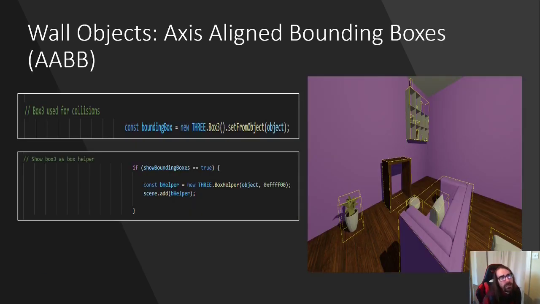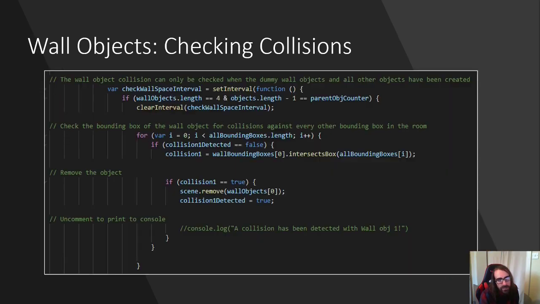So wall objects work a bit differently because there's no set area on the grid for wall objects, obviously, but instead we have to use axis aligned bounding boxes, or AABB. In Three.js that would be a Box3, and it just creates an area around the object for checking collisions, basically. And then this is how the collision is checked. Once all the objects spawn into the room, the wall bounding box is checked against all other bounded boxes.